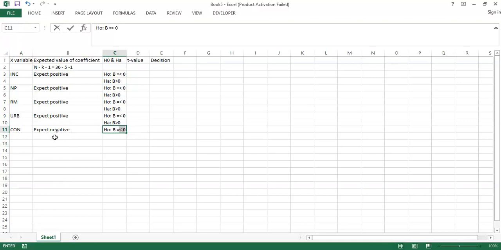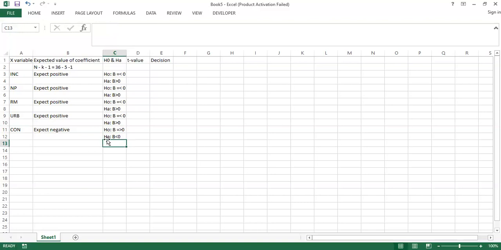So if we are expecting it to be negative, what we don't expect is for it to be equal to or greater than 0, which would make it positive. And then our HA is therefore going to be given as, okay, let me correct that one. Sorry, our HA is what we expect now, which is going to be a negative there. So this is actually fairly easy for you to get.